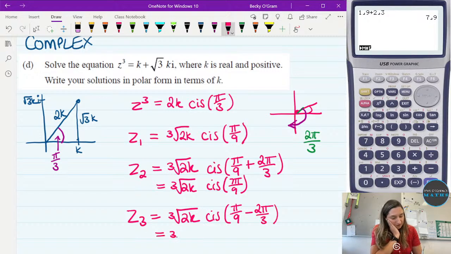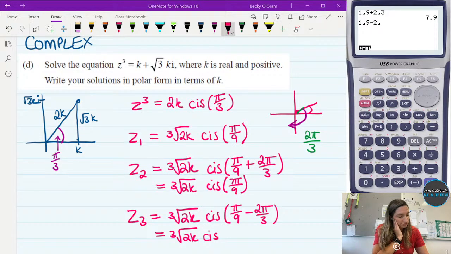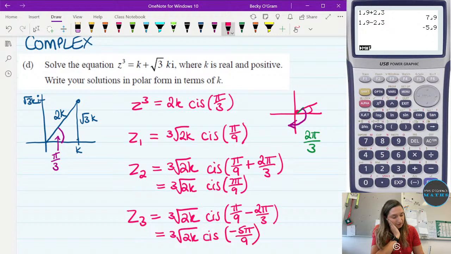So that's cube root of 2k, and then we've got 1/9 minus 2/3 is equal to negative 5 pi by 9. Now the alternative way of working these ones out is that you add 2 pi to the original amount, so this pi by 3 in the cubed thing, you can add the 2 pi there and then do the whole thing divided by 3. Does the same exact outcome for those.